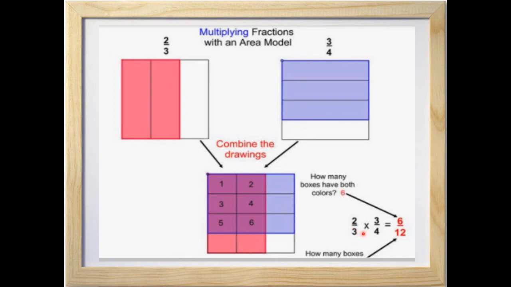Now, how can we get it? Just by multiplying these two fractions. So, we have to multiply the numerators and multiply the denominators. So, 2 into 3 is equal to 6. 3 into 4 is equal to 12. So, this is the way we have to find out the product of two fractions.